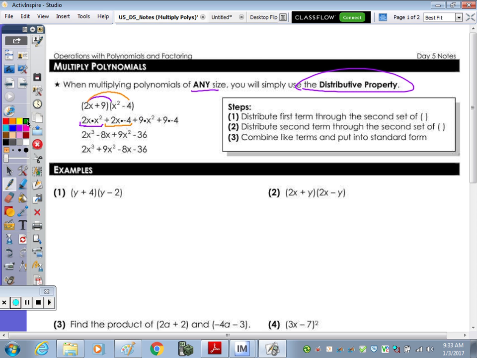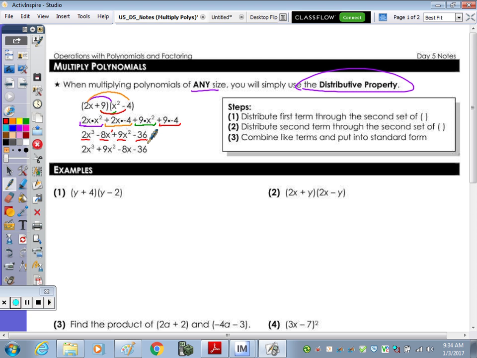So distribute the first member all the way through. And then distribute the next member. So distribute the 9 all the way through. 9 times x squared is here. And then 9 times negative 4 last. Once you multiply, you have to look at the expression that's there to see if you can combine any like terms. So in this expression here, we have an x cubed term, x to the first, x squared, and no x. No like terms simply just means we write it in standard form, highest to lowest. Questions?